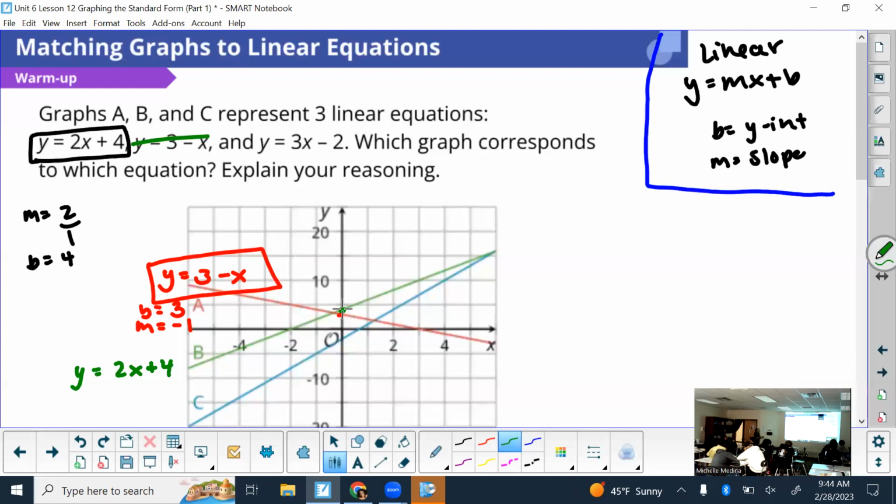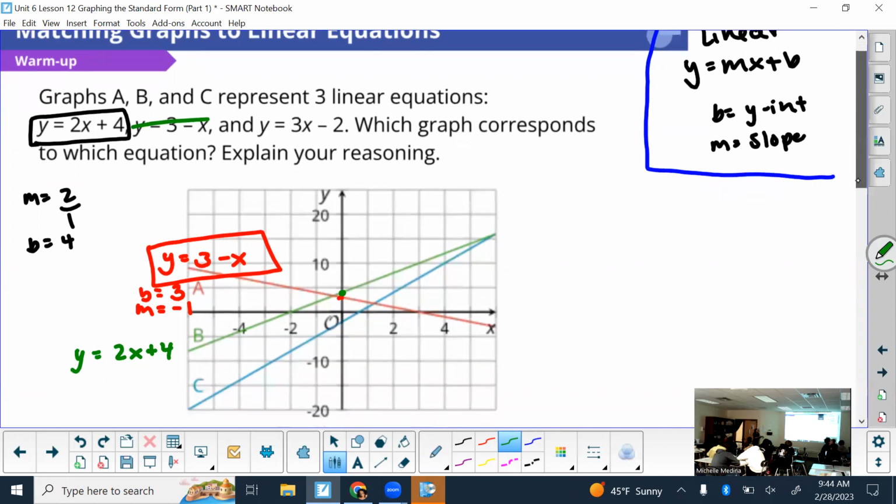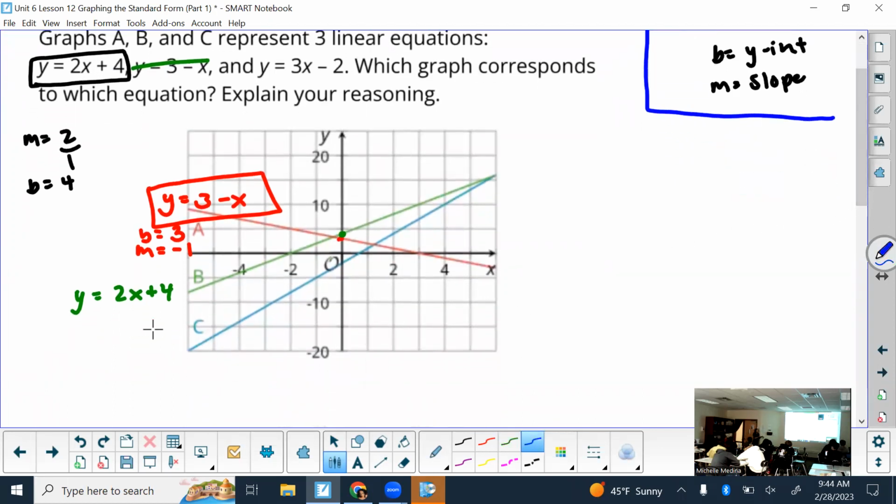All right, and then when you look at it, we are going up 2 to the right one. Question? Okay. So then table 5, we kind of looked at what the C has to be. Y equals 3x minus 2. It's the only one that has a y-intercept in the negatives. You could have known just based off of that. But also, yes, it does go up 3 to the right one. So questions on that?